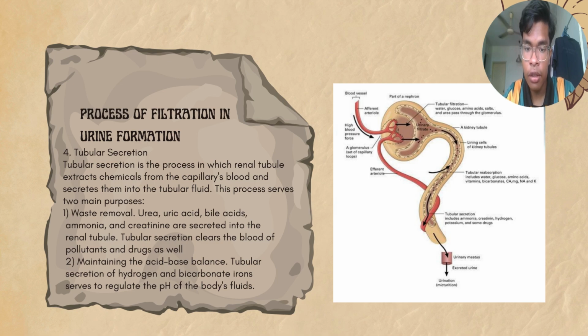Tubular secretion clears the blood of pollutants and drugs as well. Second is maintaining the acid-base balance. Tubular secretion of hydrogen and bicarbonate ions serves to regulate the pH of the body fluids.